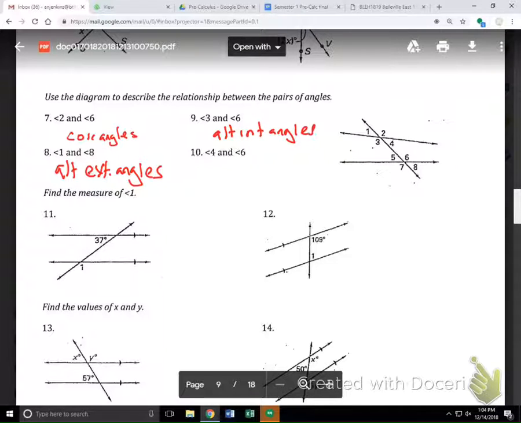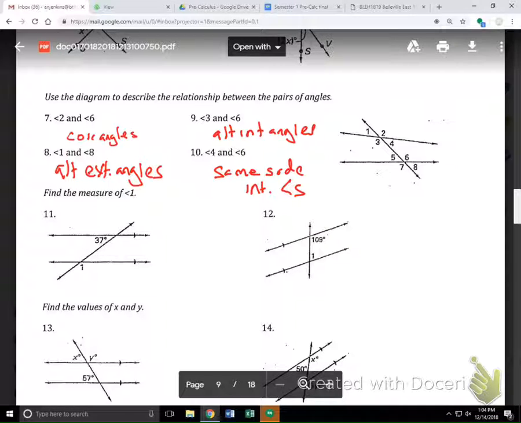And last but not least, we have 4 and 6. 4 and 6 are same side interior. You could also call those consecutive interior angles. That's also one that they've talked about.